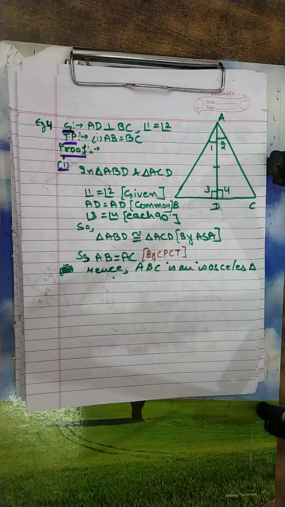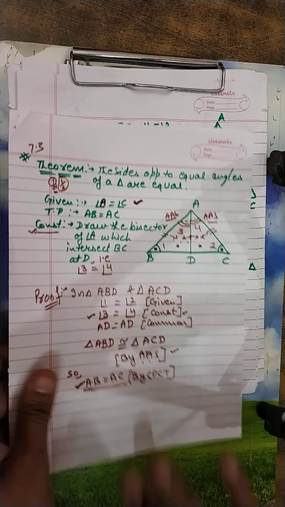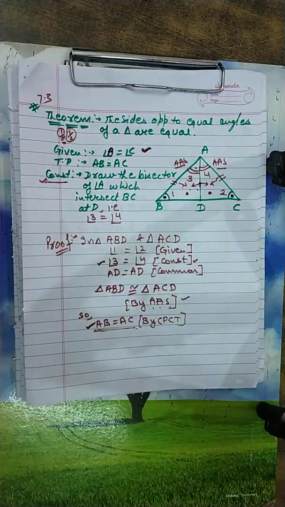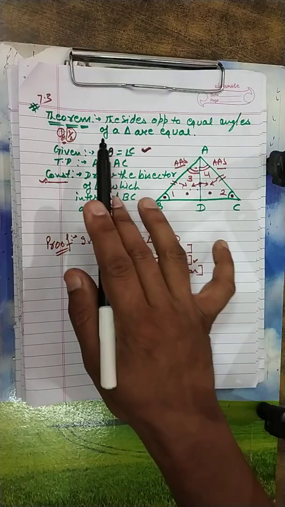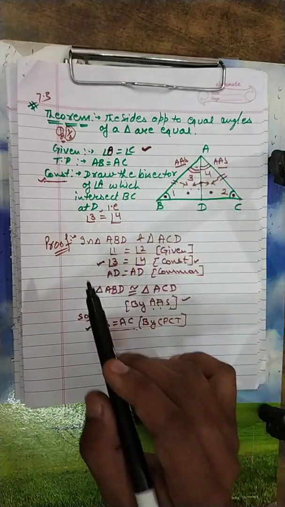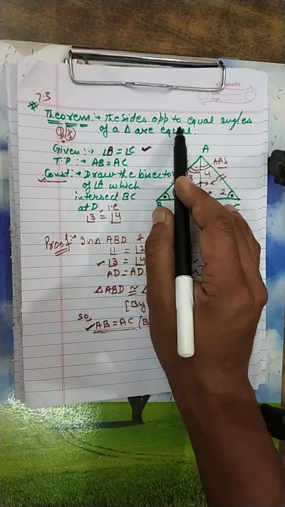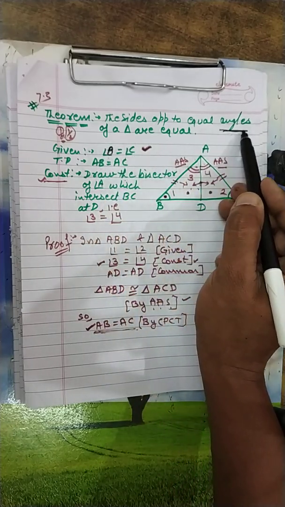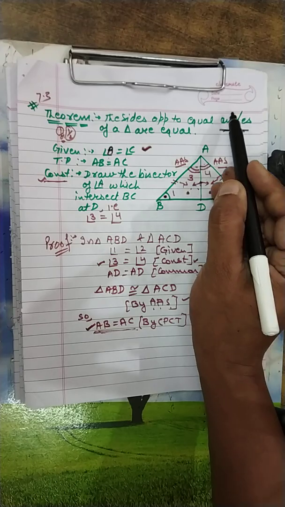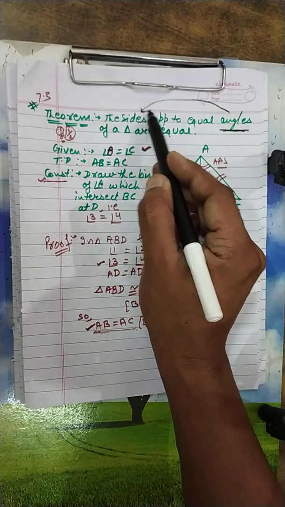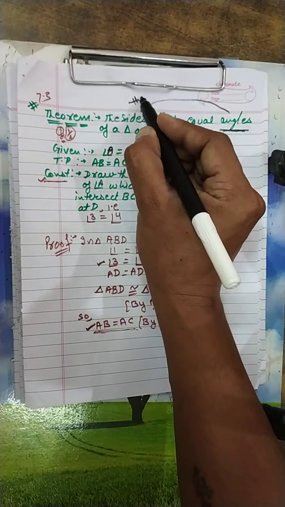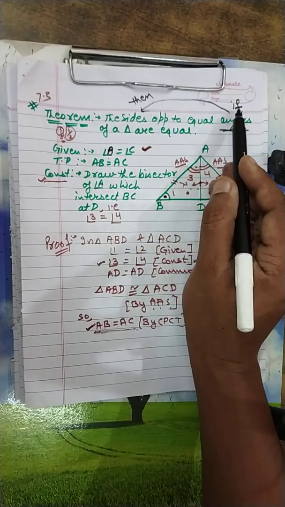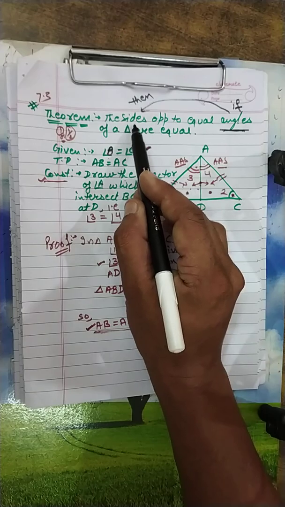Now, theorem 7.3. Theorem: sides opposite to equal angles of a triangle are equal. It means if angles are given equal, then their sides are equal. If angles are equal, then sides are equal.